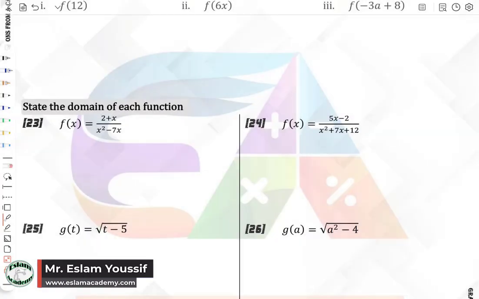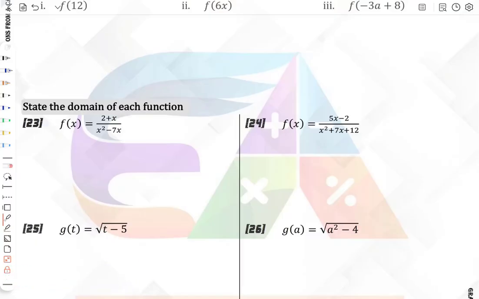In this part of the lesson, we need to state the domain of each function. Before we write the domain, we need to identify the type of the function that we will study. At first, I will start with a polynomial function. The domain for any polynomial function is equal to R.